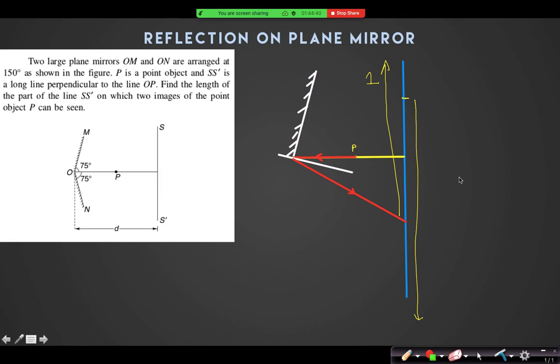So this length is needed, where both the images will be seen. It will be 2D tan 30 degree. Yes, you can say it is D. This angle is theta, which is 30 degree. So this is D tan 30 degree. So the answer is 2D tan 30 degree, or 2D by root 3. Yes, that is the correct answer.